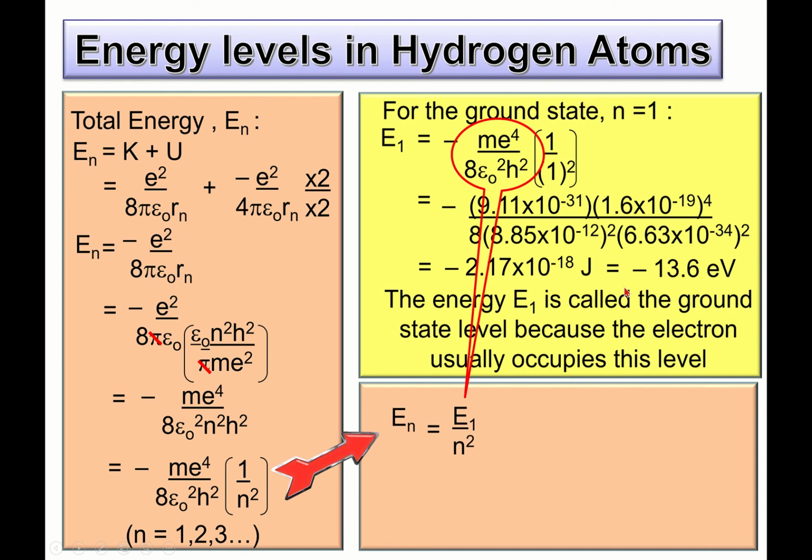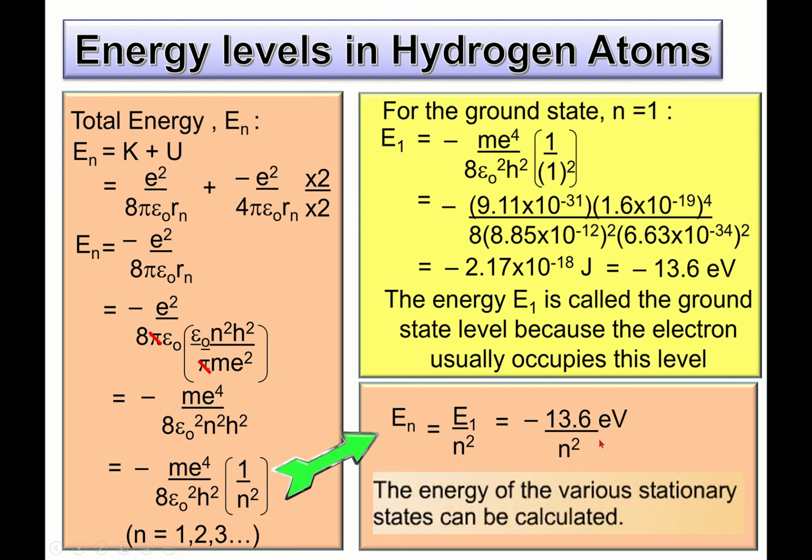And by using this 13.6 electron volt, because for the rest of the n, n2, n3, we use the same m e to the power 4 per 8 epsilon naught squared h squared. So we can substitute this 13.6 electron volt into the equation. So we get negative 13.6 per n squared electron volt. Okay, so the energy of the various stationary states can be calculated from this equation.